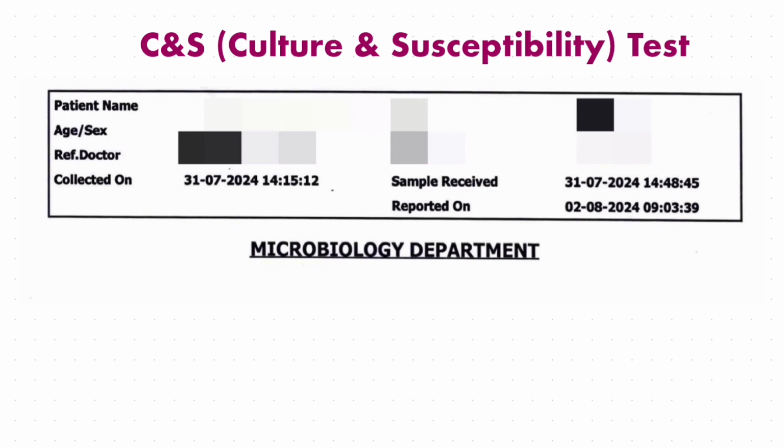The first information that we can find in our C&S report is the patient's name, the age and the sex, the doctor who referred the test, the date and time of sample collection, the date and time when the lab received the sample, and finally when the report was made.